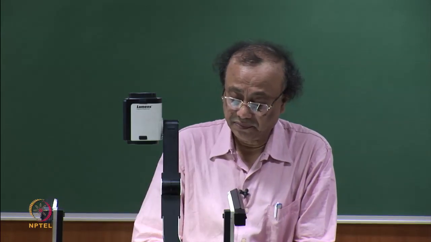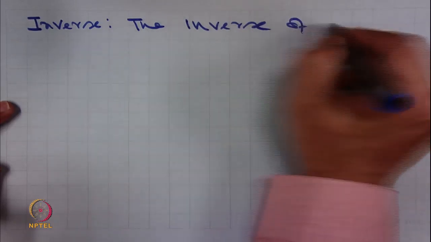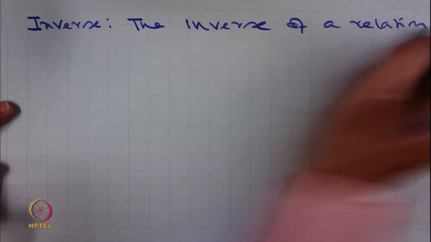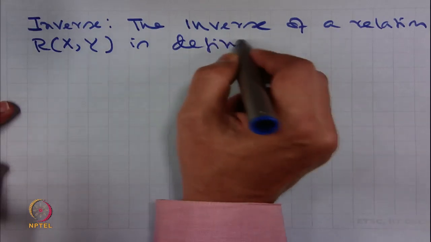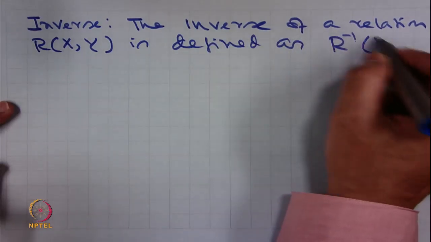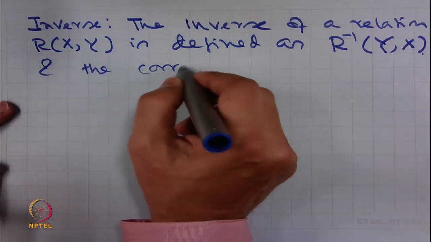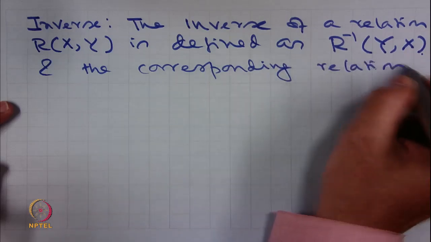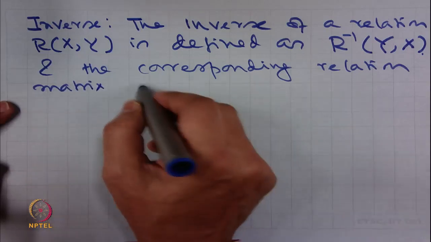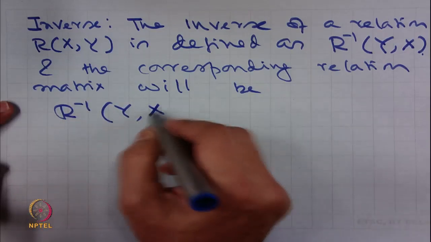Given a relationship, we can talk about the inverse. The inverse of a relation R(X, Y) is defined as R inverse (Y, X), and the corresponding relation matrix will be R inverse (Y, X).